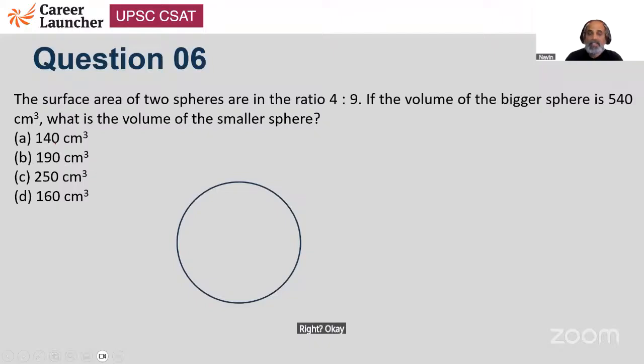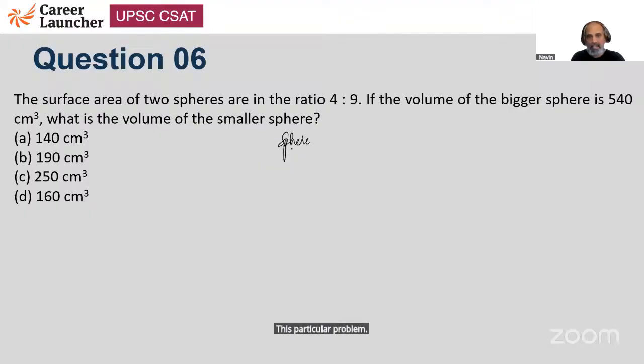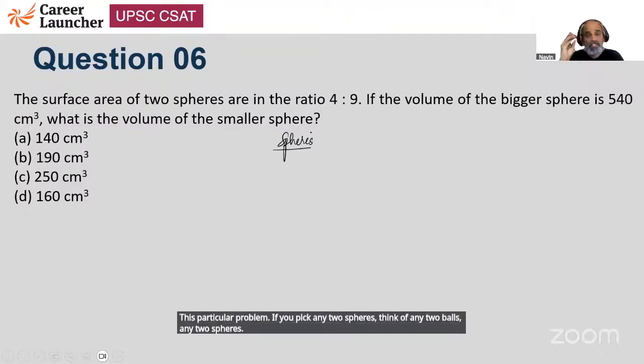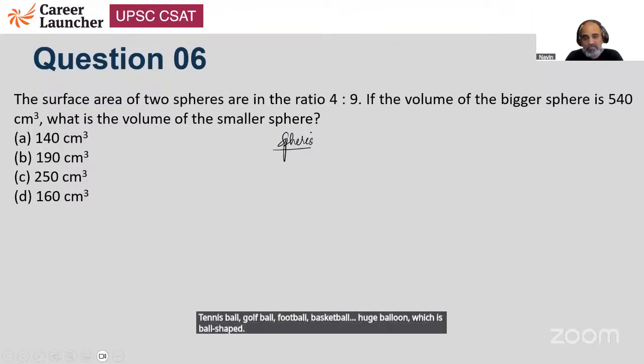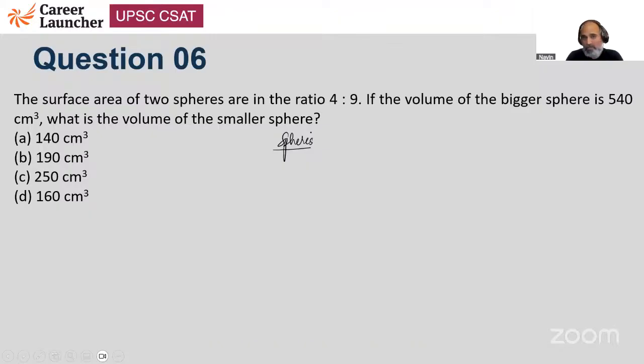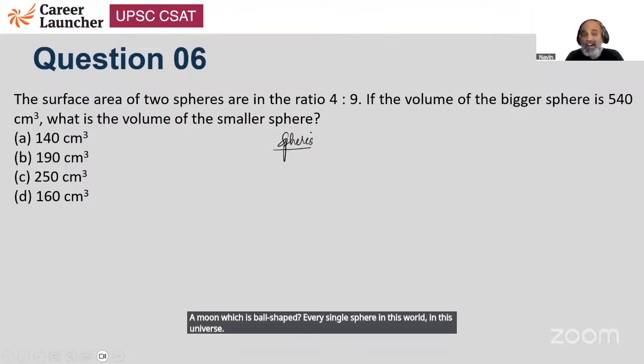Okay. Another one. This particular problem. If you pick any two spheres, think of any two balls, any two spheres, tennis ball, golf ball, football, basketball, huge balloon, which is ball shaped, a moon, which is ball shaped. Every single sphere in this world, in this universe, they are similar.